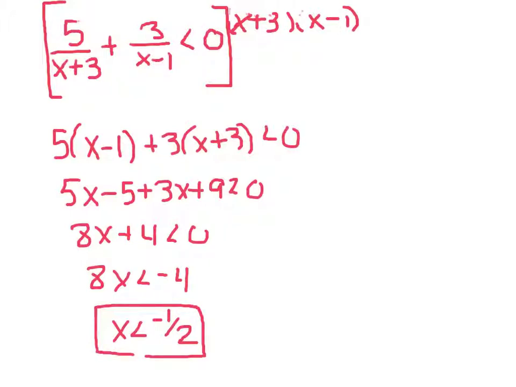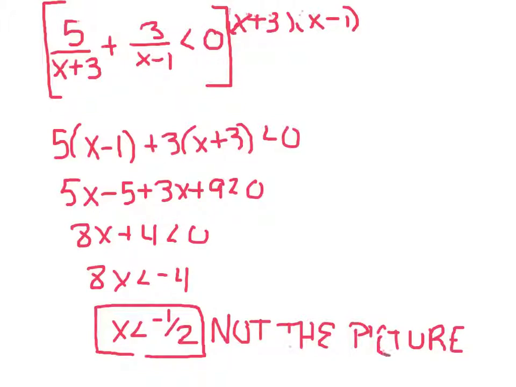The problem is this is not the whole picture. If you're solving a rational inequality, you need to think about the picture, not necessarily what you get, because what happens is when you're doing this step right here, multiplying by x plus 3 times x minus 1, you are transforming the equations and you're eliminating parts of the equation. So although this will have zeros in the same spot, it won't have the same answers.